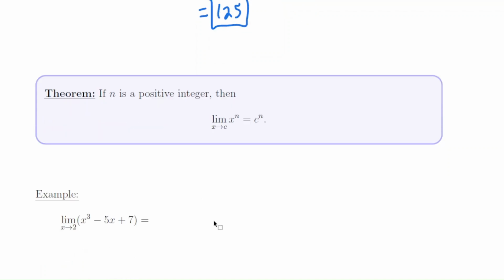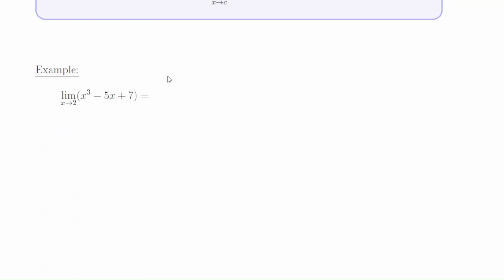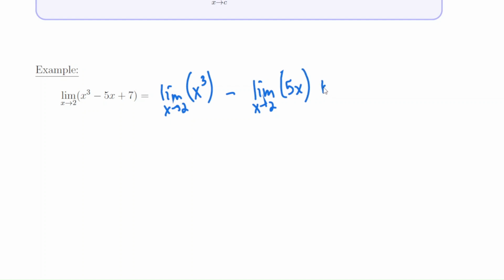So what about this example here? And this would be our last example. We're being so crazy like this because normally we'll just end up plugging in the value to get the correct answer. But I don't want you to think you can always just plug in the number and that will always give you the correct answer. It works for polynomials like this, but it's not always the case. So what we could do is write this as the limit as x approaches 2 of x cubed minus, since the limit of the difference is the difference of the limits, the limit as x approaches 2 of 5x. Let me put these in parentheses here, even though I don't really have to. And then plus the limit as x approaches 2 of 7.